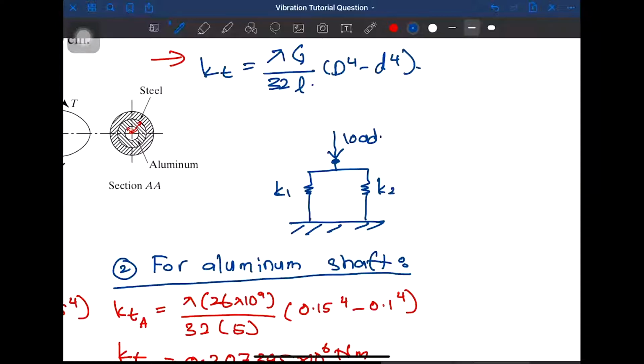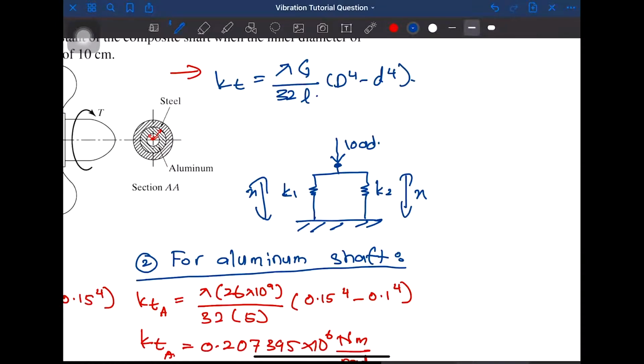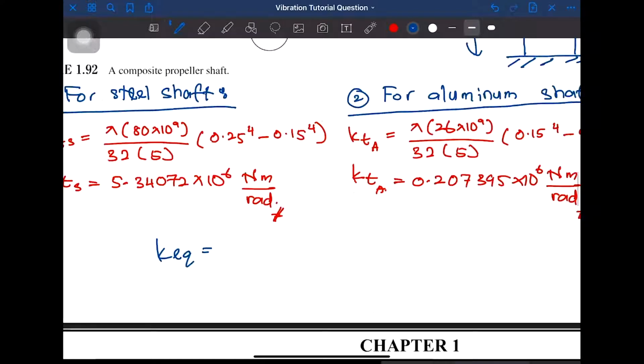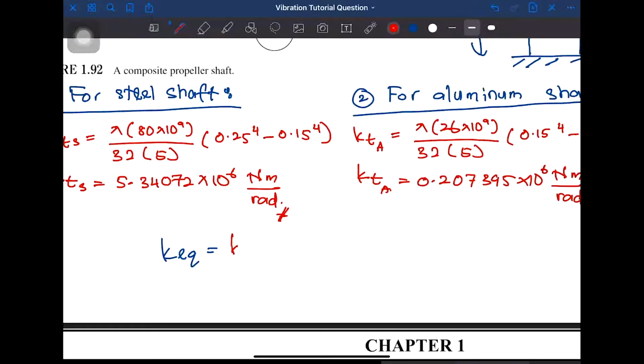So we can draw the schematic diagram for the spring like this. At one point they are attached to each other, and if load is applied, the displacement for both will be the same. If I draw it this way, you can see it is actually parallel. In parallel configuration, the equivalent K is found by adding both Ks. So K equivalent equals the torsional stiffness for steel plus the torsional stiffness for aluminium.